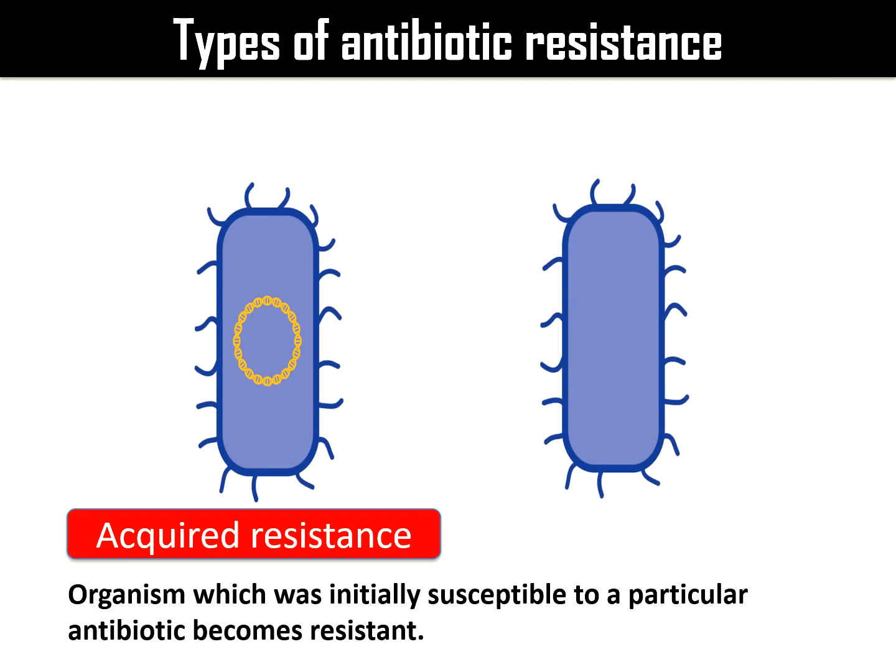The second type of resistance is the acquired resistance, which poses a therapeutic concern. In this type of resistance, the organism which was initially susceptible to a particular antibiotic becomes resistant in due course. How? By acquiring drug resistant genes from other bacteria.